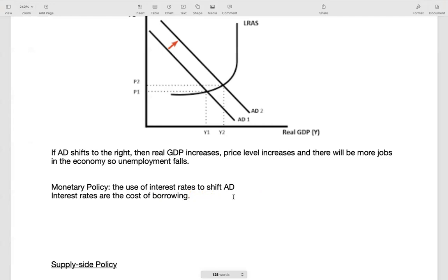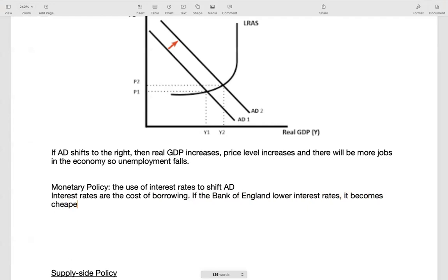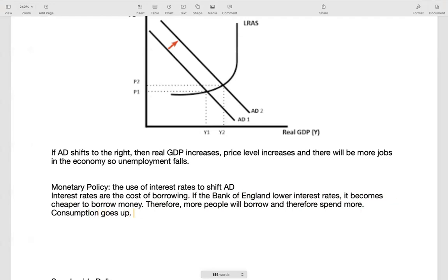Okay. So if the Bank of England lowers interest rates, it becomes cheaper to borrow money. Therefore, more people will borrow, therefore, spend more. Consumption goes up. Since AD equals C plus I plus G plus X minus M. And the rest of it you can just copy.